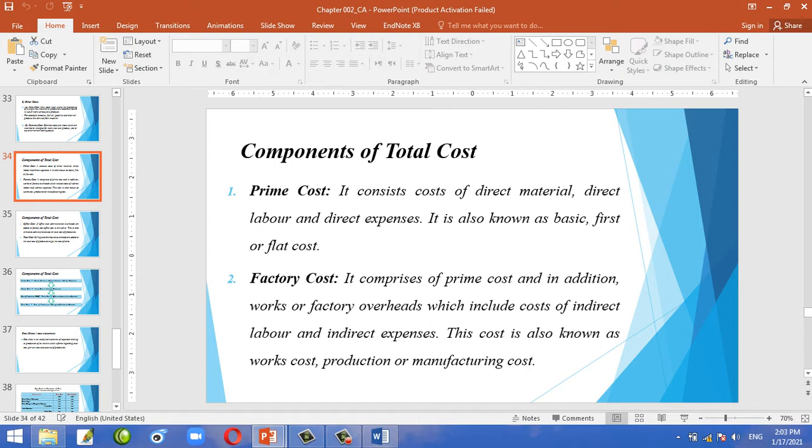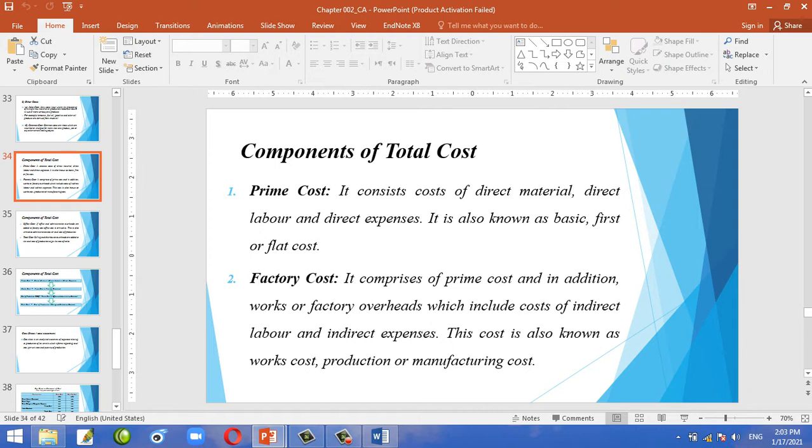So now we are talking about the components of the cost. We have prime cost, works cost or factory cost, you can say. The next category was cost of production, or we can say CGS, cost of goods sold, and the last one is total cost, or selling cost. These are the components of the cost.